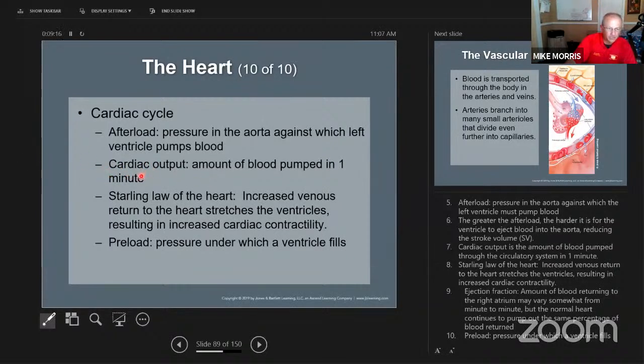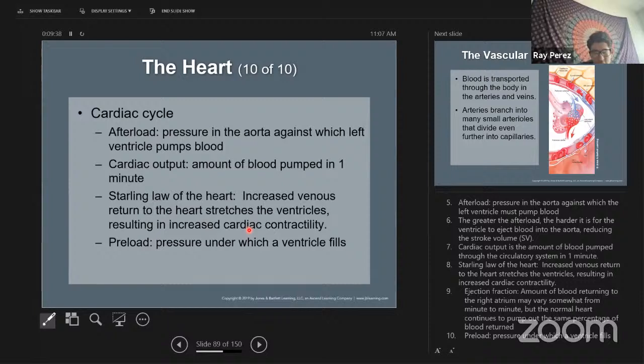Another important definition to remember is cardiac output, because that's part of blood pressure. It's the amount of blood pumped in 1 minute. We know about Starling's law, right? What's Frank Starling have to say about that? Anybody want to define it? Increased venous return to the heart stretches the ventricles, resulting in increased cardiac contractility.